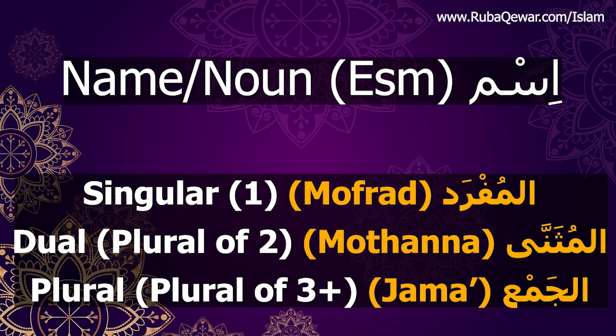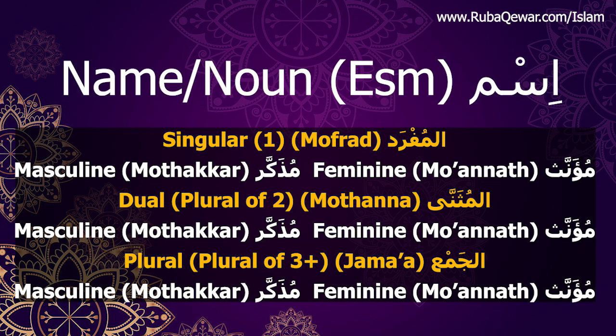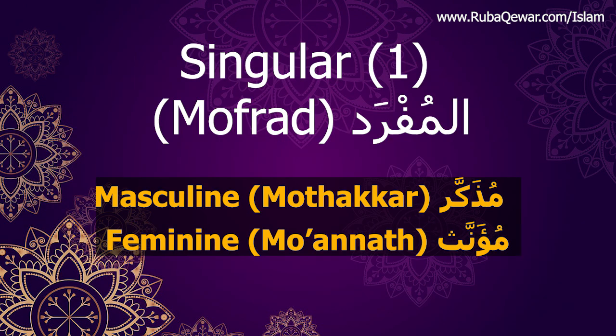Well, ism also could be single, which is mufrad. We have muthanna, 2, and then we have jama', right? Now mufrad, it can be also untha or dhakar. Muthanna, same thing, mudhakkar or mu'annath. Jama' also mudhakkar and mu'annath. Let's start with al-mufrad. For al-mufrad, okay, we have either mudhakkar or mu'annath.